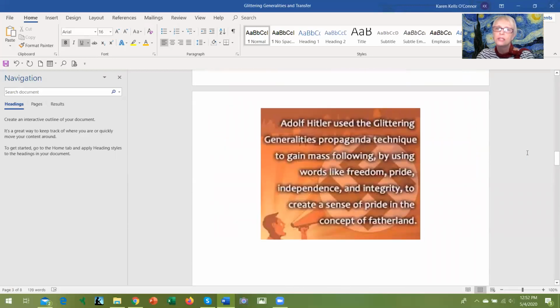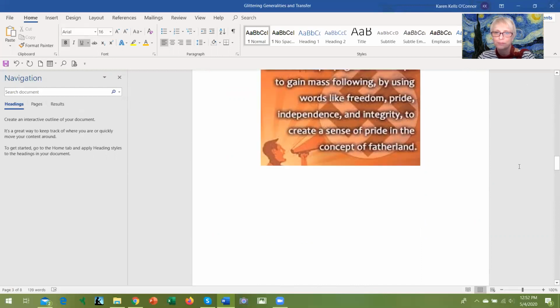Adolf Hitler used glittering generalities propaganda to gain mass following by using words like freedom, pride, independence, integrity. He was trying to create a sense of pride in the idea of the fatherland.